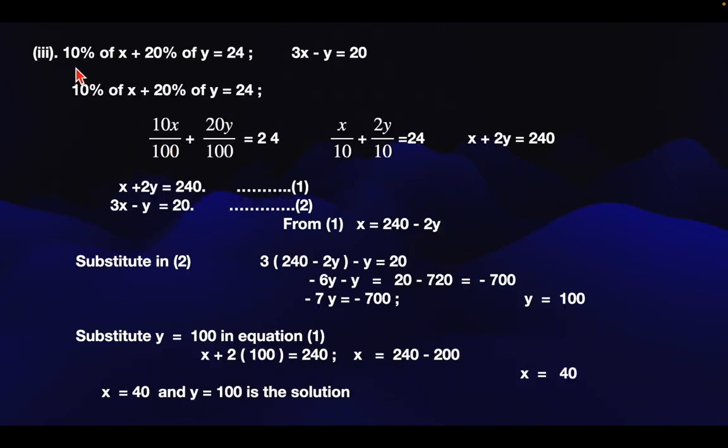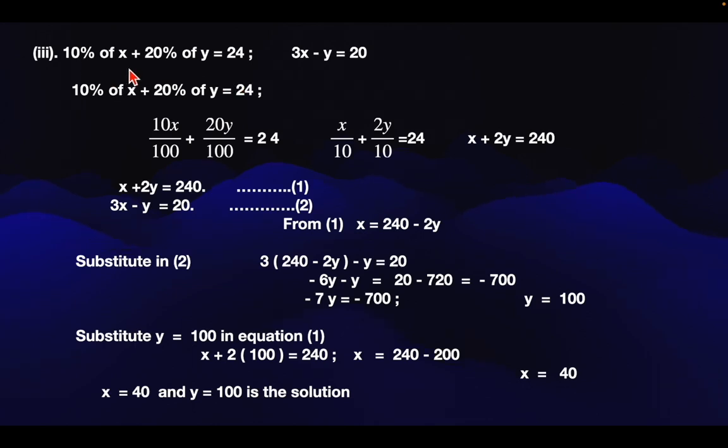Okay, next sum. 10% of x plus 20% of y is equal to 24, and the next equation is 3x minus y is equal to 20. So here this equation is in the standard form, but this equation is not in the standard form. We will convert it to the standard form.